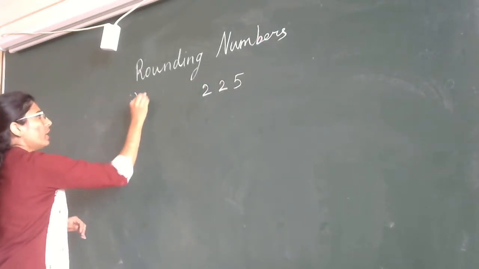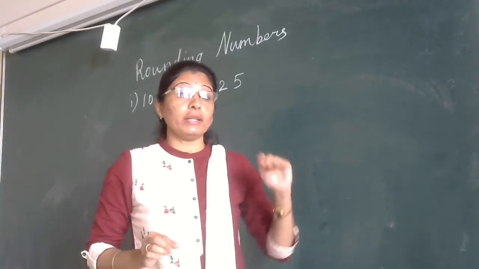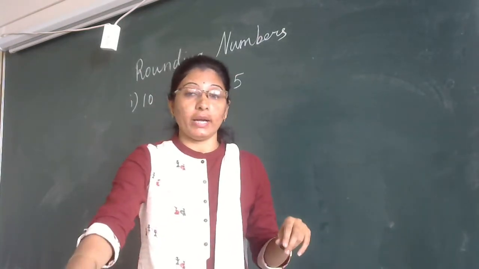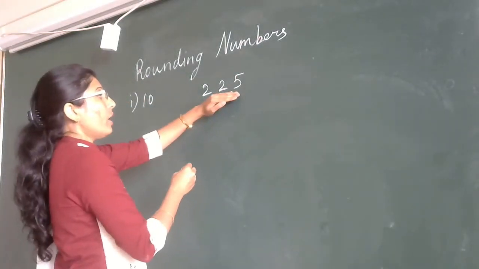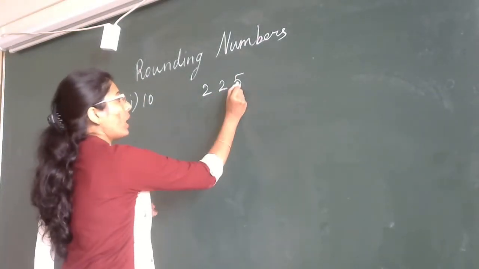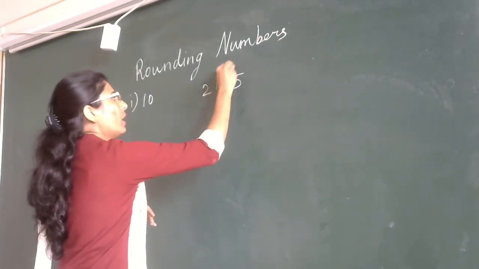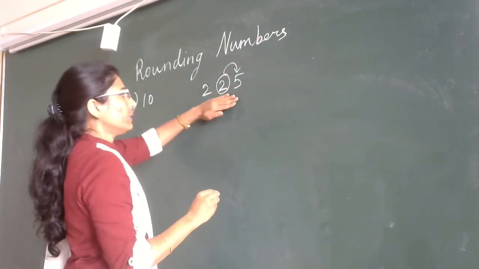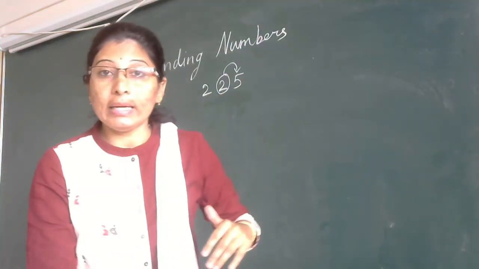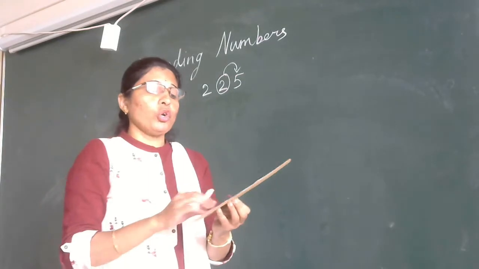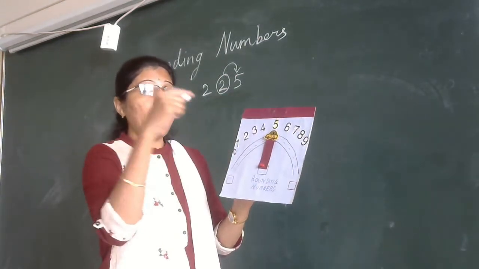Rounding off to 10. 225. This is one method that I told. There is one more method to round off. If we have to round off the tens place, ones, tens, what we have to do? We have to circle this number and we have to see the next number. That is 25. So you can see 25 is there, and 5 is greater than or equal to 5.